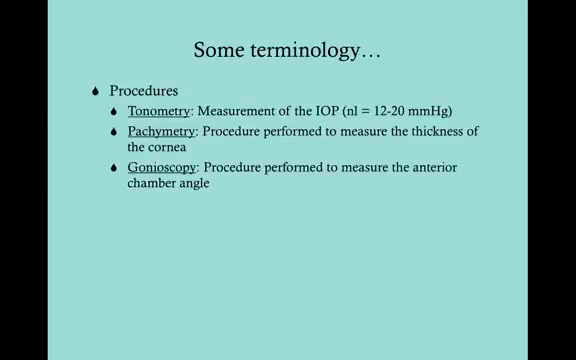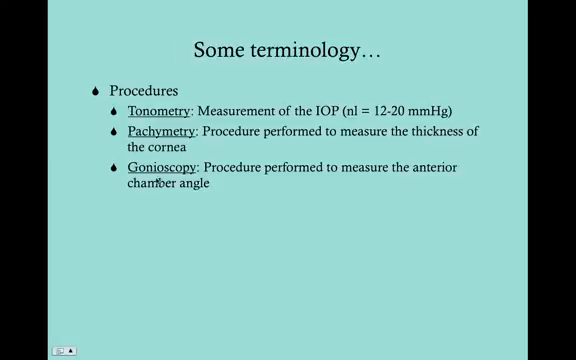Some of the procedures that are done, certainly not all the procedures that are done, but some ones that you may not have heard of. Tonometry, this is a measurement of the intraocular pressure. The normal intraocular pressure is 12 to 20 millimeters of mercury. Pachymetry, this comes from the Greek word pachy, and pachy means dense. So like when you're talking about pachyderms, like elephants and rhinoceroses, those are thick skins. So pachymetry is a procedure that's performed to measure the thickness of the cornea.